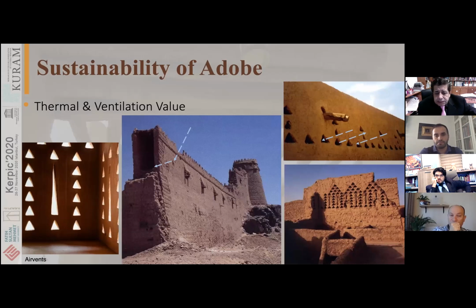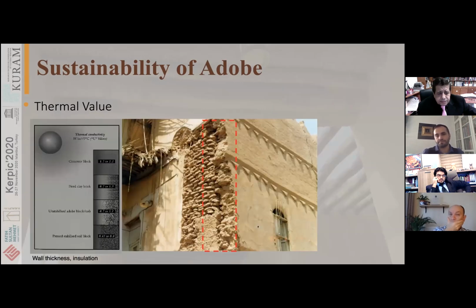And the vents that we see toward the top of the buildings are for ventilation only. They don't have any impact on the thermal performance of the building. And of course, most of the Adobe buildings feature thick walls, and this also has some thermal advantages by being an insulating layer or barrier.